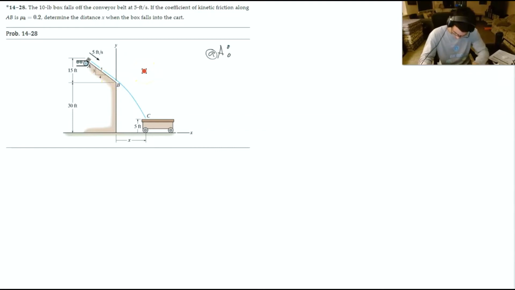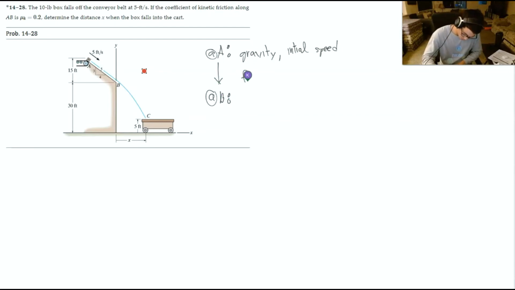We have gravity, and we have some initial speed. That's what we have, and then at B, we're going to have friction coming in the way.